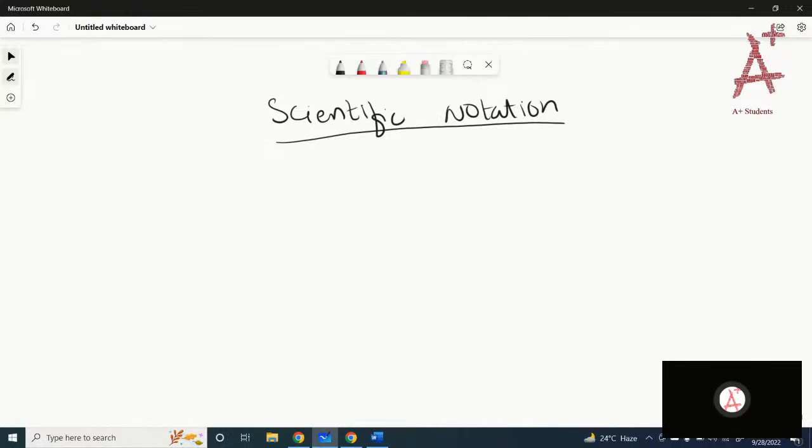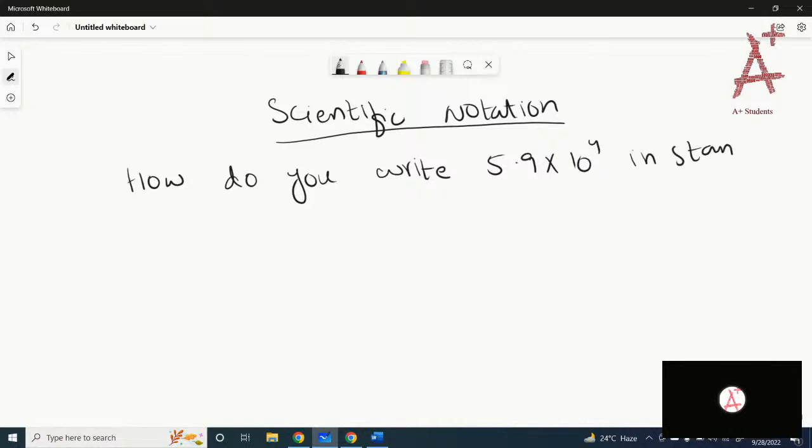So let's start with the first example. Scientific notation is just another way to represent numbers. Let me explain how to write numbers in scientific notation. How do you write 5.9 times 10 exponent 4 in standard form?